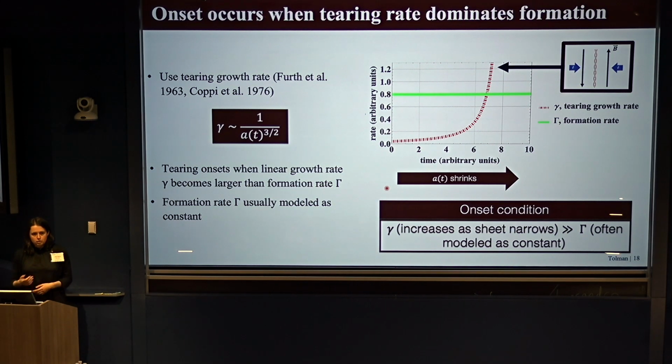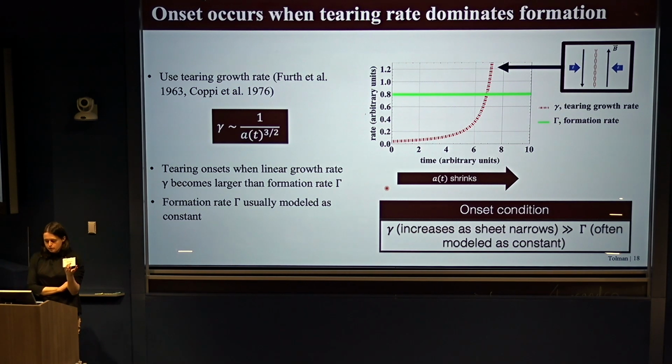These works all add a little bit of a different perspective to the story, but they have one rough consensus. To arrive at this consensus, they've used a growth rate for the linear instability, which was derived in the last century by Furth, Killeen, Rosenbluth, and some other plasma physicists. This says that the growth rate of the linear tearing instability depends on the width of the current sheet a(t) in the way that you see in the red box.